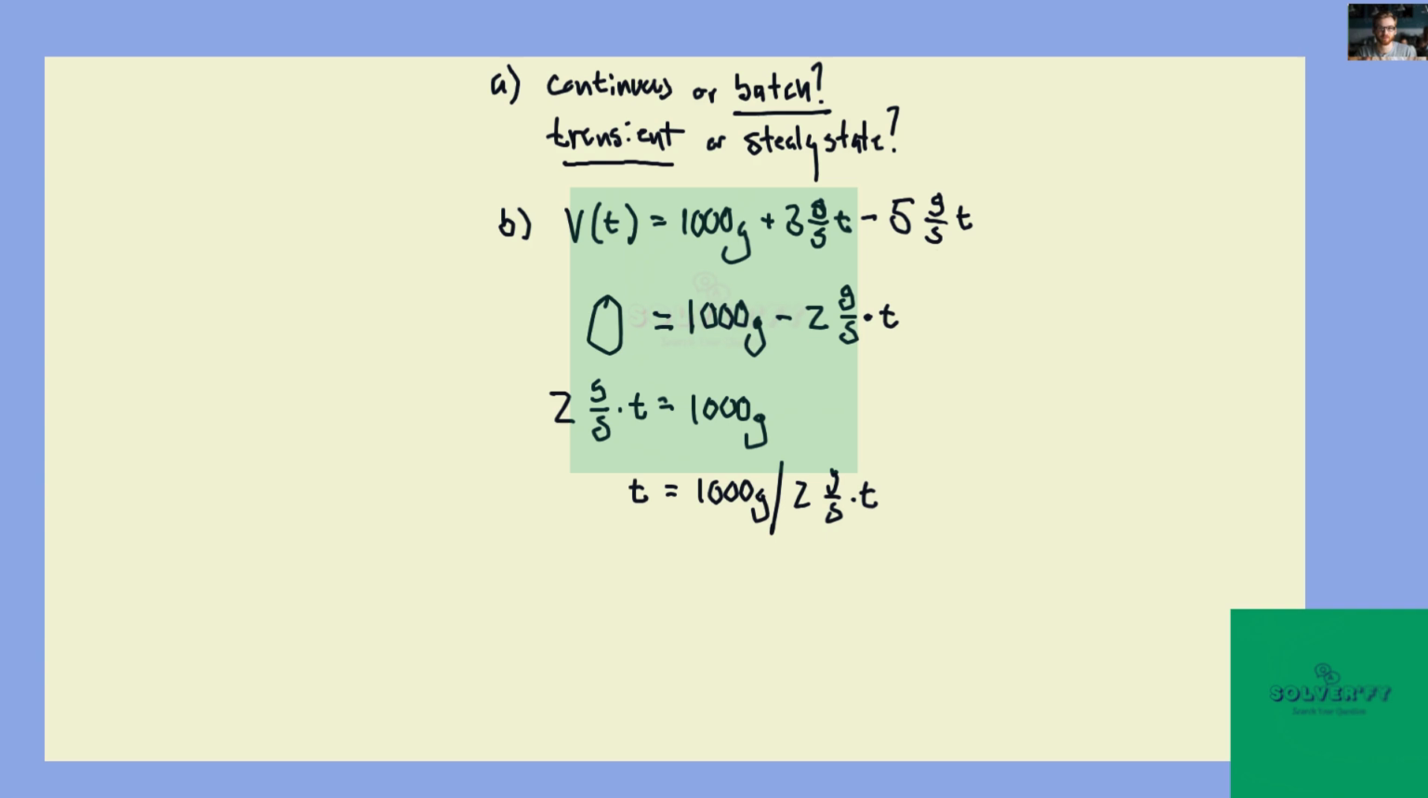Our units will cancel nicely. Grams cancel with grams, and we're left with 1 over seconds, which gives us our final unit of seconds. And so we will get t equals 1,000 divided by 2, and then units of seconds, or 500 seconds.